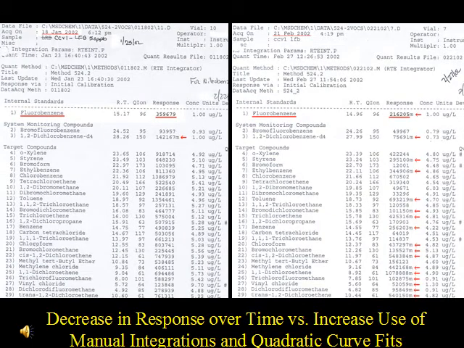This response decline can further be shown by a decrease of an additional 11% of the internal standard fluorobenzene response from 359,679 to 216,205, for a total of an 83% decline since the method was developed. In addition, the analysts had begun to manually integrate numerous peaks due to the loss of resolution of the peaks.